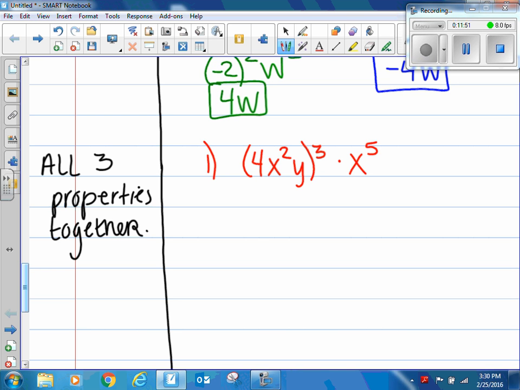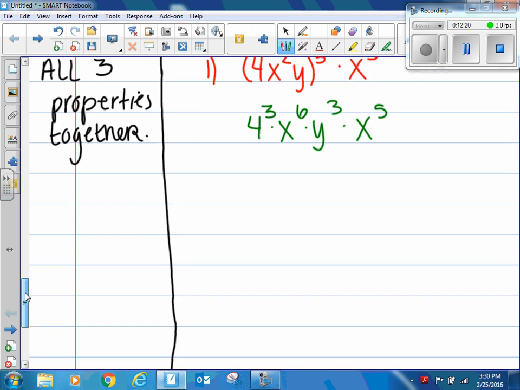So the first thing I'm going to do is deal with this parenthesis over here. Again, I have to bring this 3 inside to all those factors. So let's do that. 4 cubed x, this squared times 3 would give me x to the 6th, y to the 3rd, and I still have this x to the 5th out here. You can put multiplication in between because you are multiplying these all together.